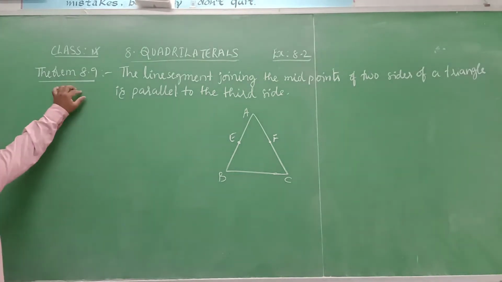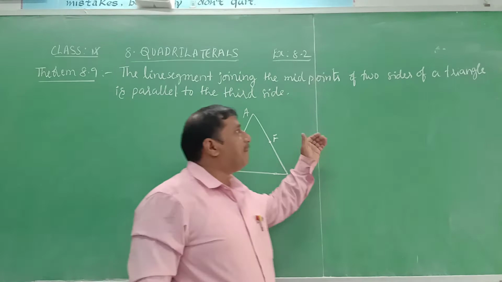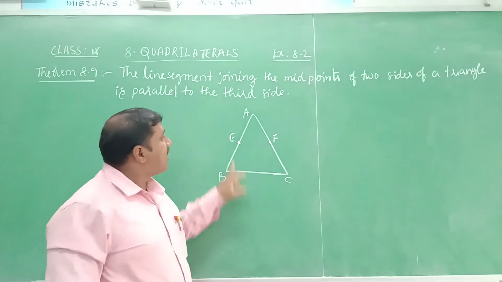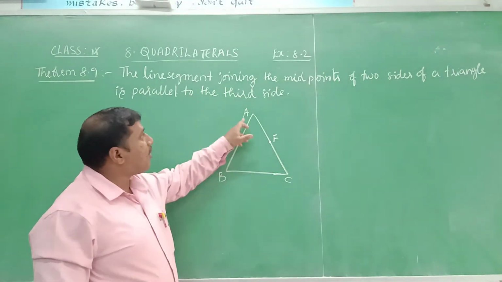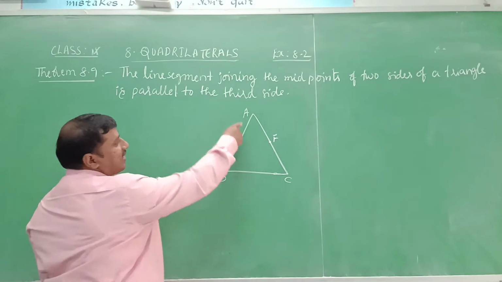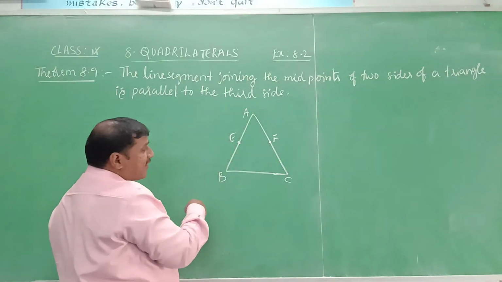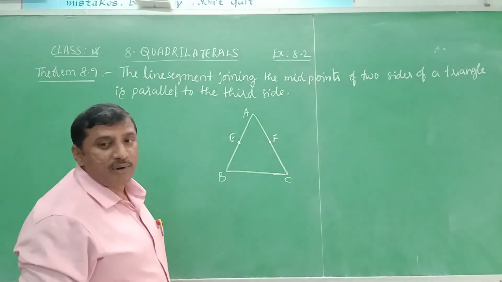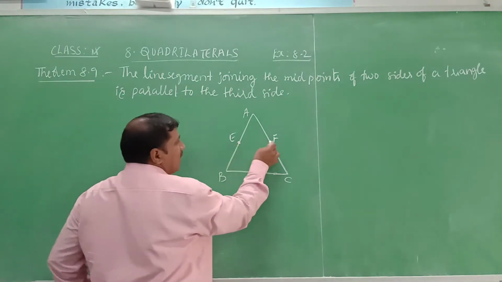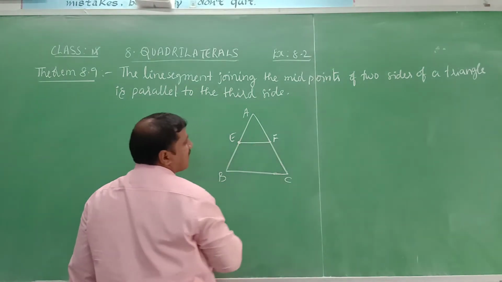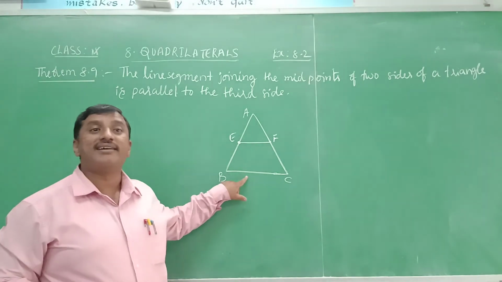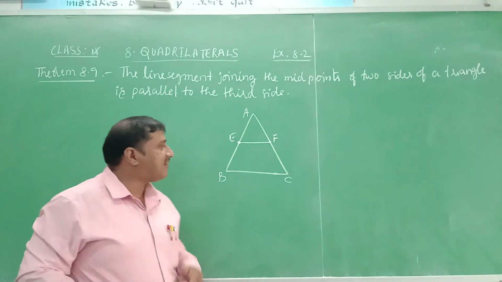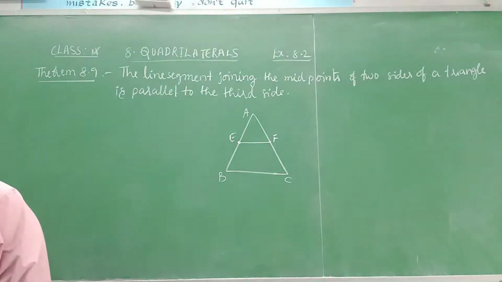Now, theorem 8.9. The line segment joining the midpoints of two sides of a triangle is parallel to the third side. Let's consider this triangle ABC and the two sides AB and AC, whose midpoints are E and F. Now join E to F to get a line segment. This line segment is parallel to the third side. Which is the third side? BC. So what we have to prove here is EF is parallel to BC.